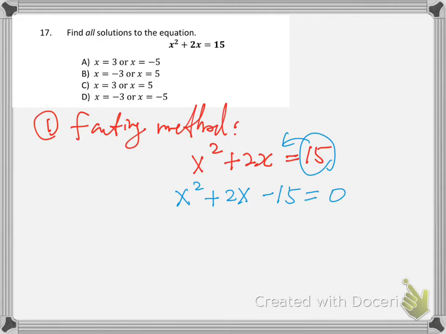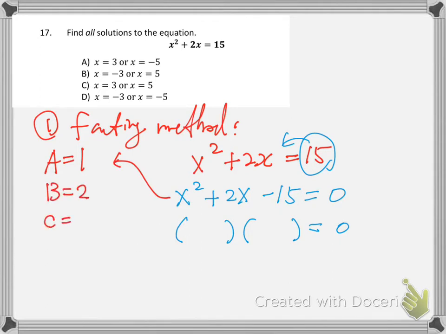Trial and error method, right? We need two numbers, s and t. The sum is b, the product is c, because a is 1. So let's write down a, b, c first. a is 1 from this line, a is 1, b is 2, c is negative 15.